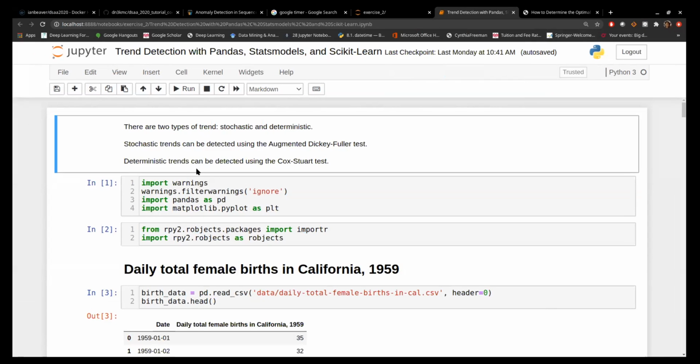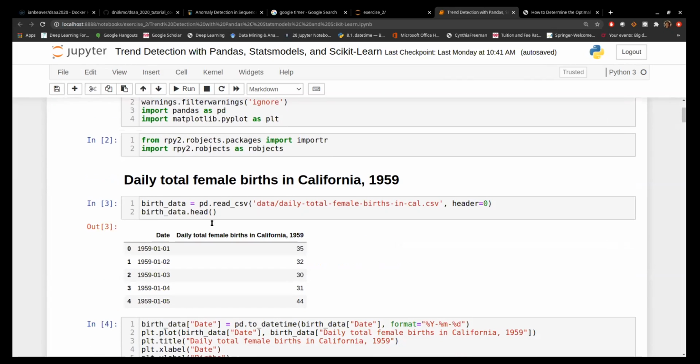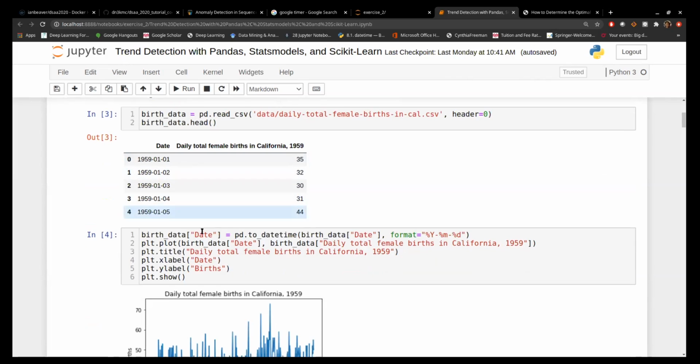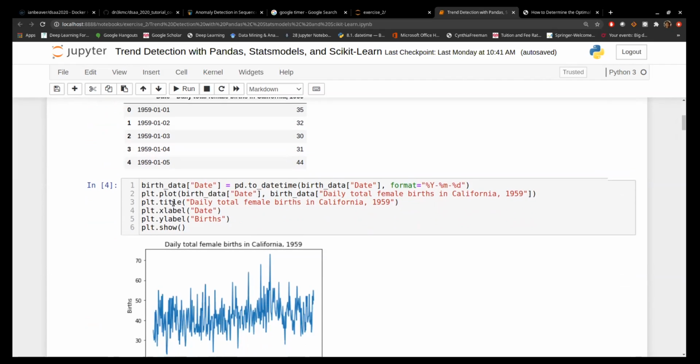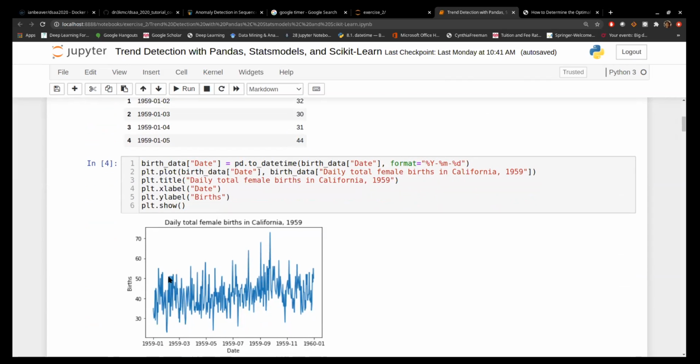So once again, we're going to use pandas and matplotlib and rpy2. This is because some statistical tests we're going to run are only available in R. I'm going to load some data from our exercise 2 data folder. This one gives us the daily total female births in California in 1959. I'm just looking at the first 5 rows using the head command, and I convert the date column to type datetime and plot our time series.